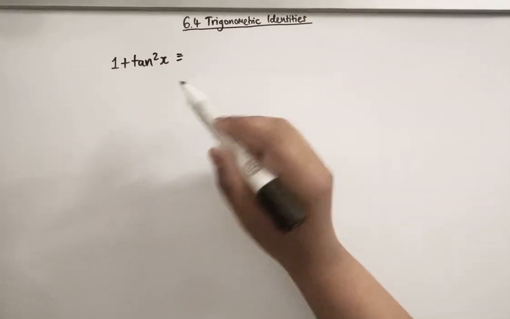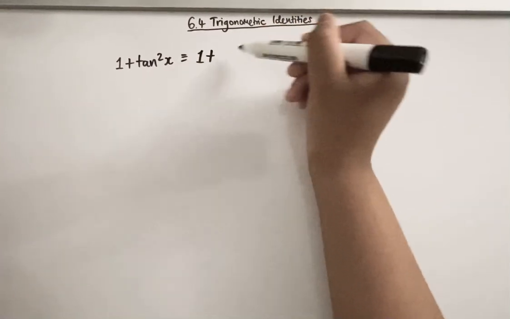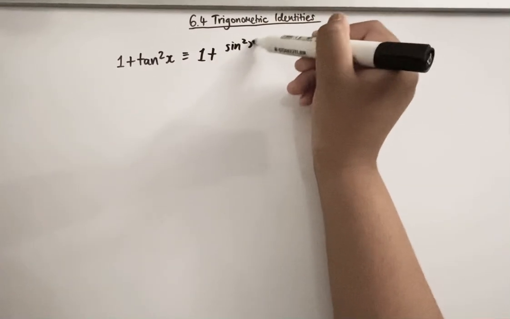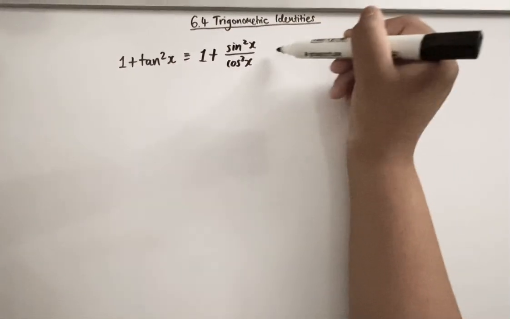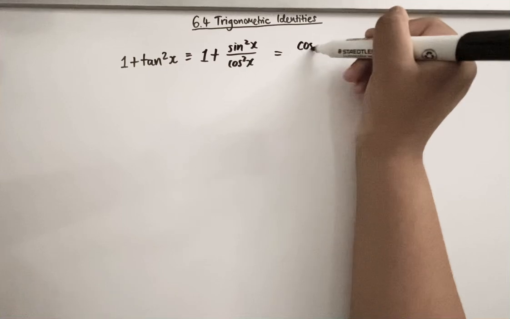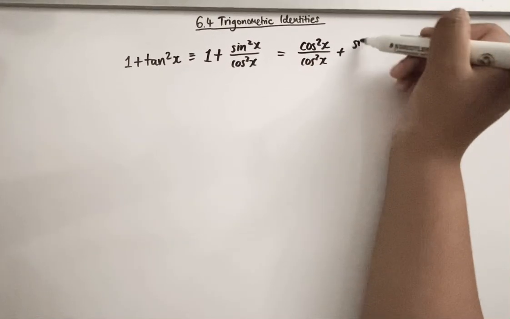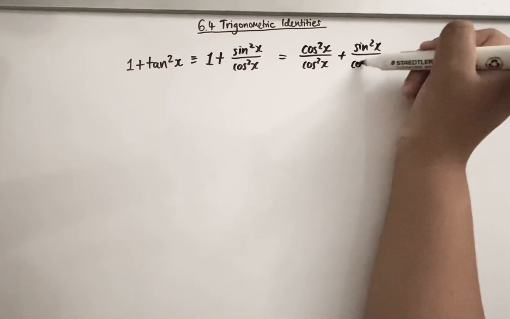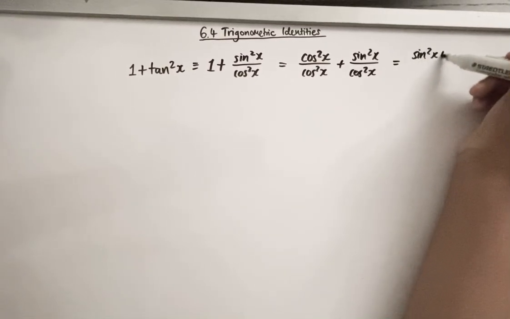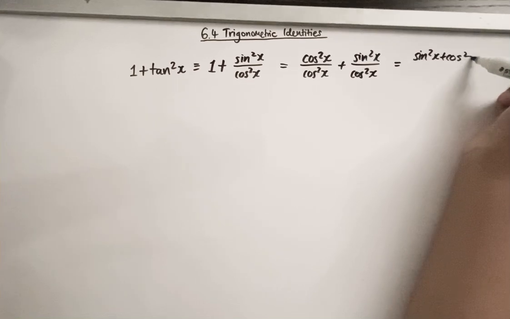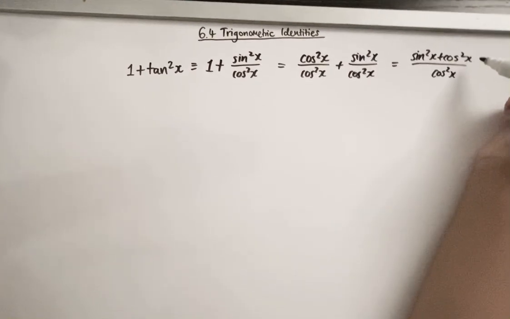If we start with the expression 1 plus tan squared x, we can rewrite it as 1 plus sine squared x over cos squared x. Now let's make a common denominator of cos squared x. So we get cos squared x over cos squared x plus sine squared x over cos squared x, which gives us sine squared x plus cos squared x over cos squared x. And we know sine squared plus cos squared is 1.